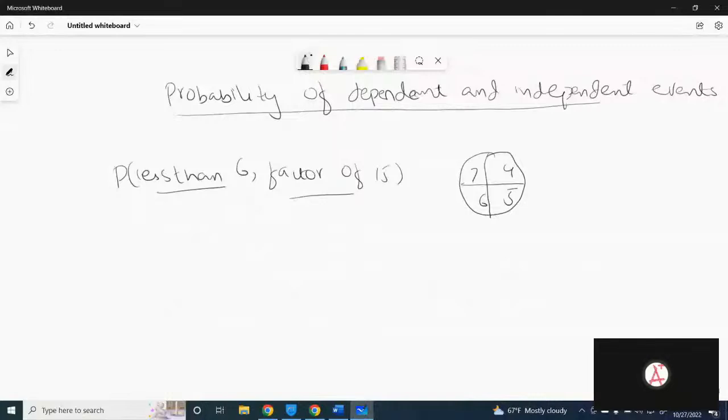Let's first find the probability of less than 6. You have 4 numbers on the spinner. How many of them are less than 6? 2 of them are less than 6, which are 4 and 5. That means the probability of getting less than 6 is 2 over 4, because the total outcomes are 4 and the ones less than 6 are 2.